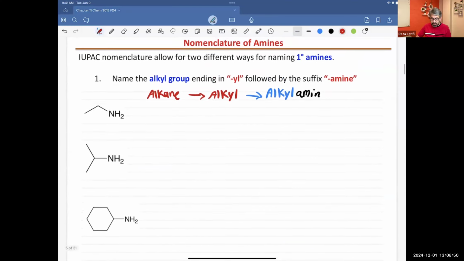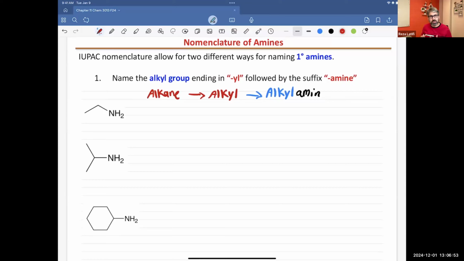Okay, now I want to switch to focusing on naming of amines, and I want to show you how to name them. We're going to start with the primary amines. How do I name primary amines? In these cases, I have nitrogen attached to only one carbon, and the easy way to name it is to simply take the alkane, transfer it to alkyl, and after the alkyl, add amine to the name. So this is going to be ethyl.